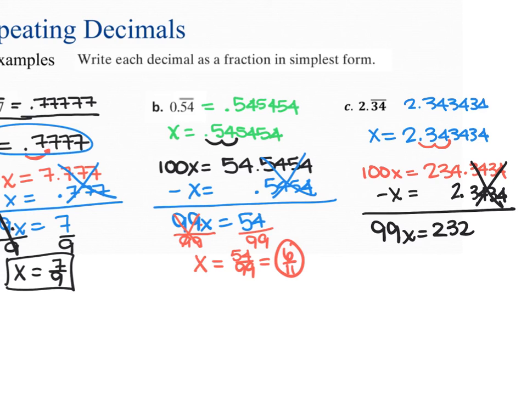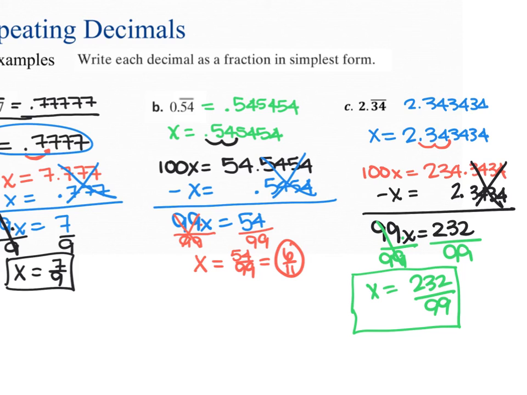Now again, I have 99 times x. I will undo that multiplication with division, and I have to divide both sides. So my 99s are going to cancel, and that will leave me with x equals 232 divided by 99. And because I cannot reduce this fraction anymore, I'm just going to leave it like this.